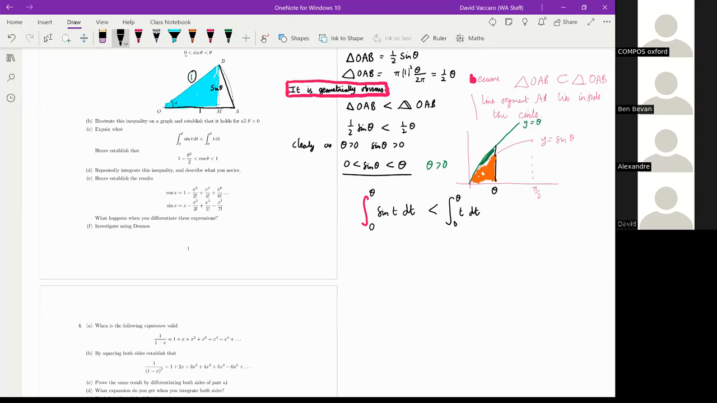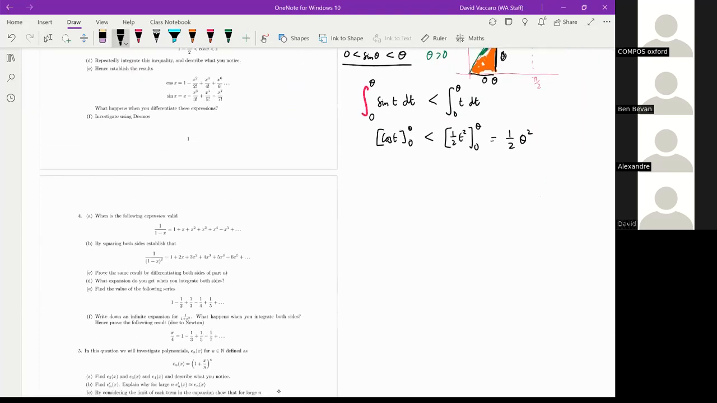Okay, well, let's see what happens when we integrate. So what function differentiates to sine t? That's cos t. What function integrates to t? That's a half t squared. And I realize at this point that I've used a little bit of a steam hammer to crack a nut, because the green area is just a triangle. So I could have just used the fact that the base is theta and the height is theta. And so the area is a half theta squared.